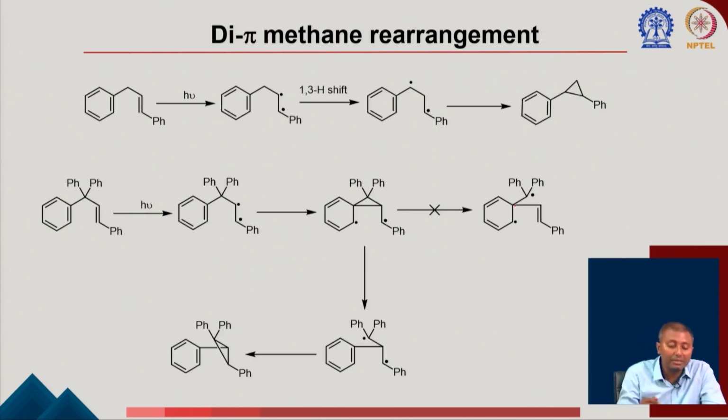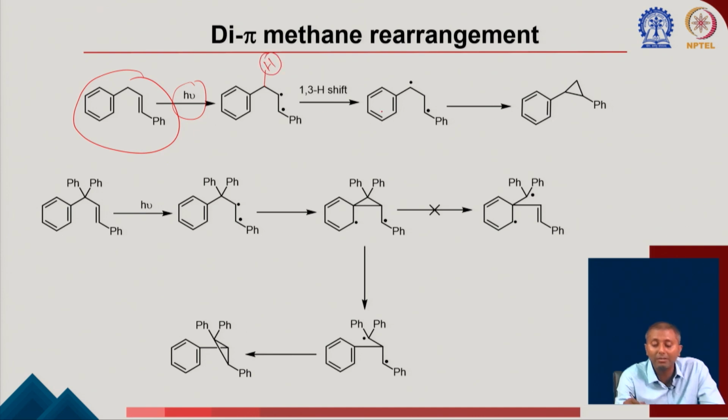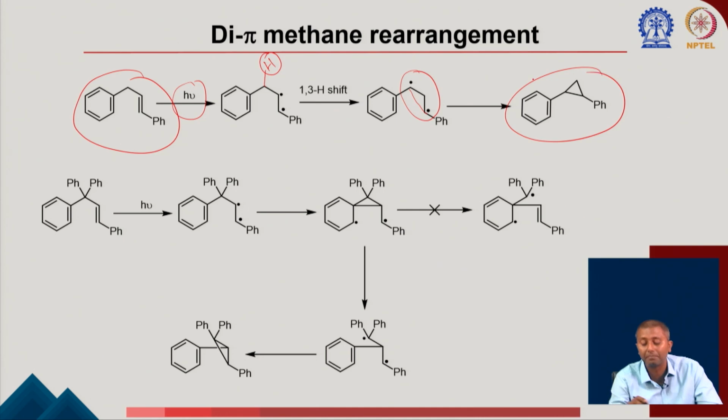There is another important example here in this particular compound. You can see first formation of the biradical from this. If you pass UV light, what is going to happen? There is a hydrogen here. It can go for a 1,3 hydrogen shift to form this 1,3 biradical intermediate. From there it can combine and form a cyclopropane, as I mentioned at the beginning.